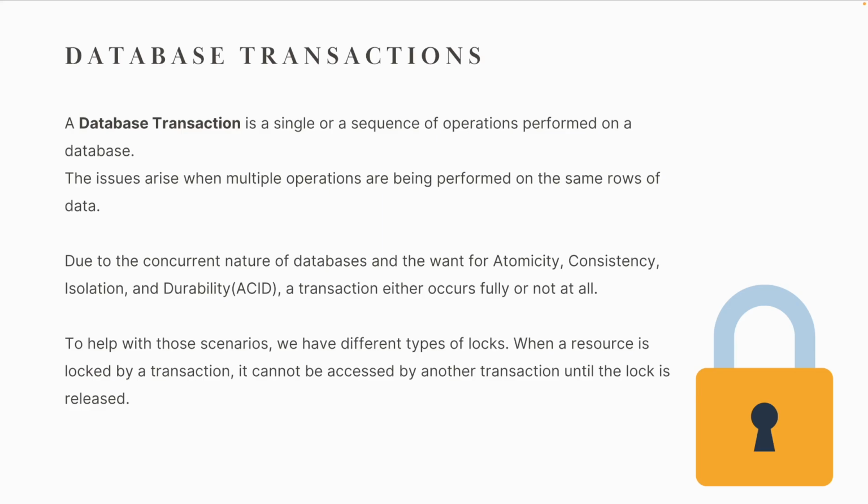Now, to help in those scenarios of making sure it either occurs fully or not at all, we can utilize different types of locks. When a resource is locked by a transaction, it cannot be accessed by another transaction until the lock is released. So to handle the issue of multiple operations being performed on the same row of data, we'll utilize a lock, right? When one person is trying to access information from the table and either trying to read or write, we can apply a lock to essentially create a queue of requests to be able to make changes to that row, whether it's reading or writing, updating. If somebody already has access to that row, the next person has to wait, right? It creates that line of individuals or transactions that can occur on that row just to make sure that everything is consistent and every transaction is isolated.